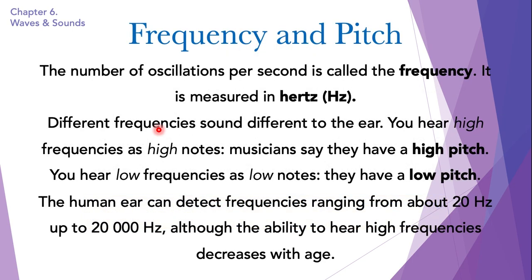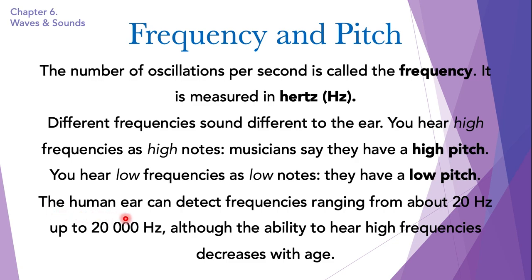So sound waves are caused by vibrations, for example, the rapid backwards and forward oscillations of a loudspeaker cone. The number of oscillations per second is called the frequency. It is measured in hertz. We've read this before. Well, different frequencies sound different to the ear. You hear high frequency as high notes. Musicians say they have a high pitch. And you hear low frequency as low notes. They have a low pitch.